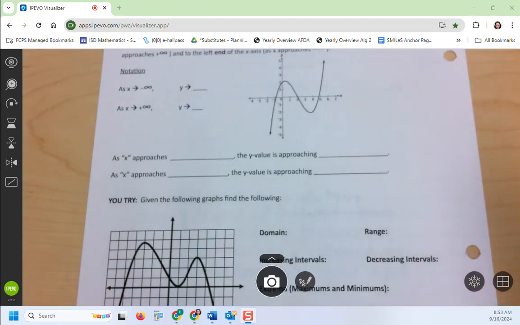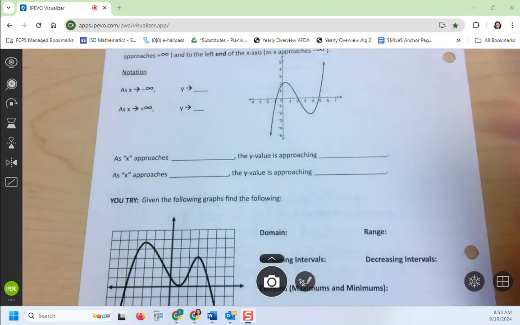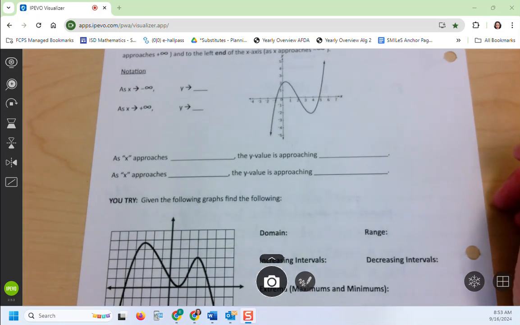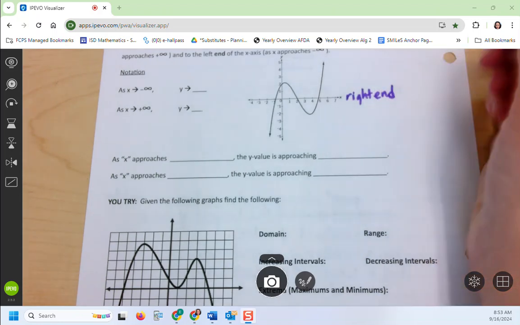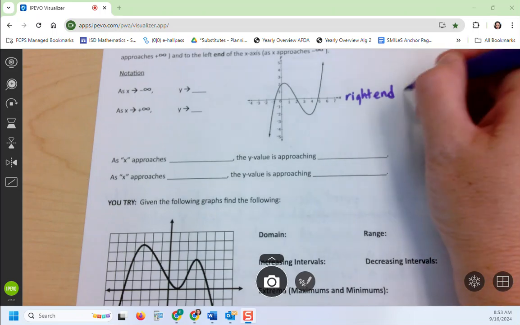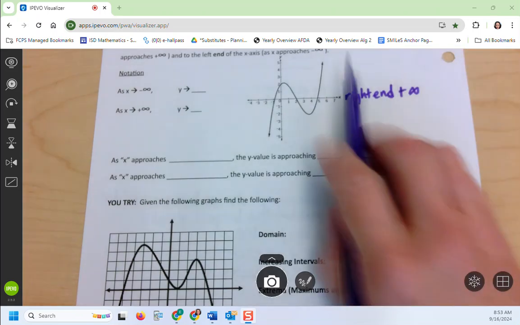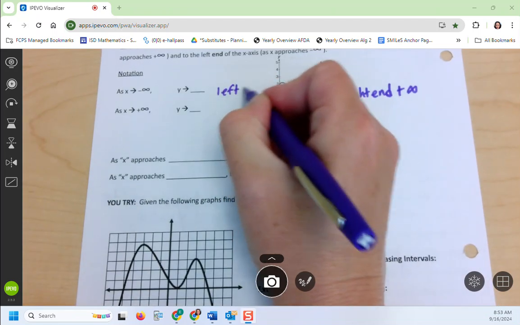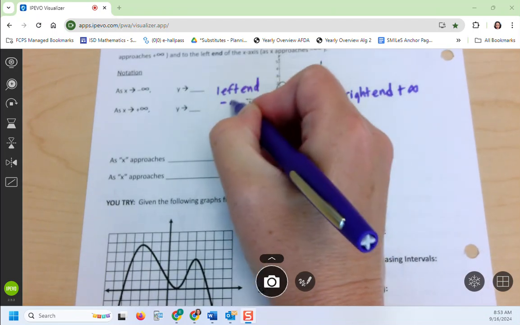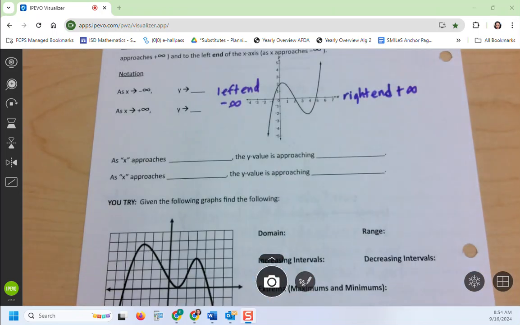All right, end behavior. We're on the back. End behavior of a function describes the trend of the graph if we look to the right end of the x-axis as x approaches positive infinity, and the left end as x approaches negative infinity. So basically, we're just trying to figure out, on the left side, is the graph going up or down? And on the right side, is the graph going up or down? Sometimes people find the notation confusing.